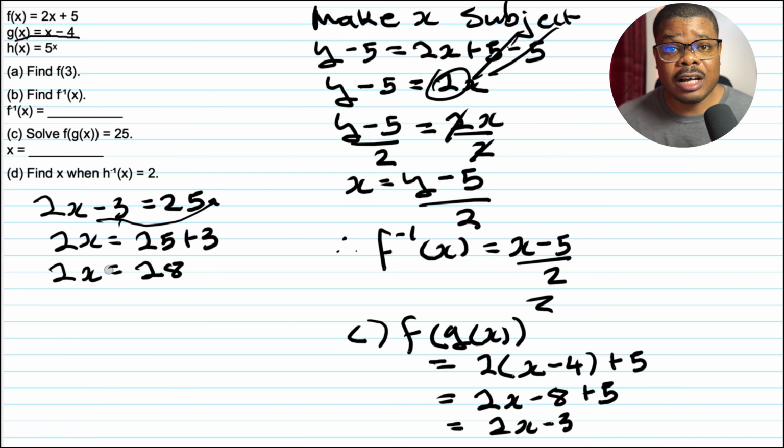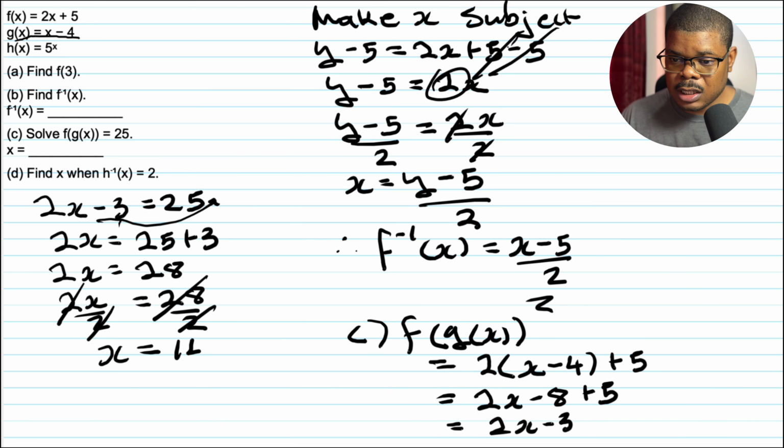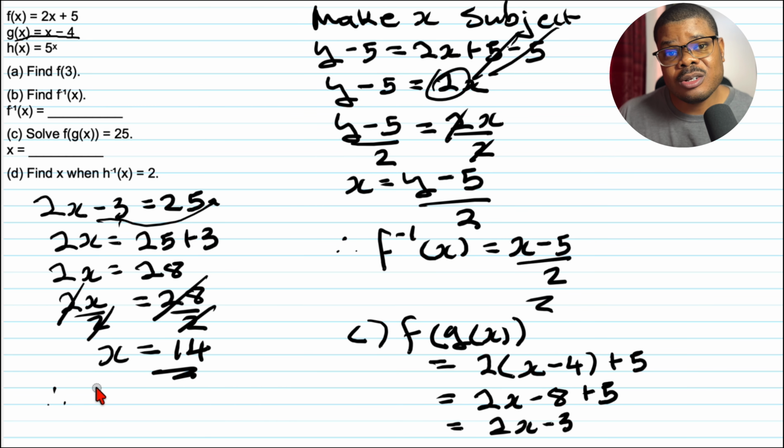Now to find the value of x, we need to divide both sides by what? By 2. So we have 2x over 2 equal to 28 over 2. So 2 cancels 2 here. So x is equal to 28 over 2, that is 14. So that's the value of x where f of g of x is equal to 25. All right, so let's move to the last question.